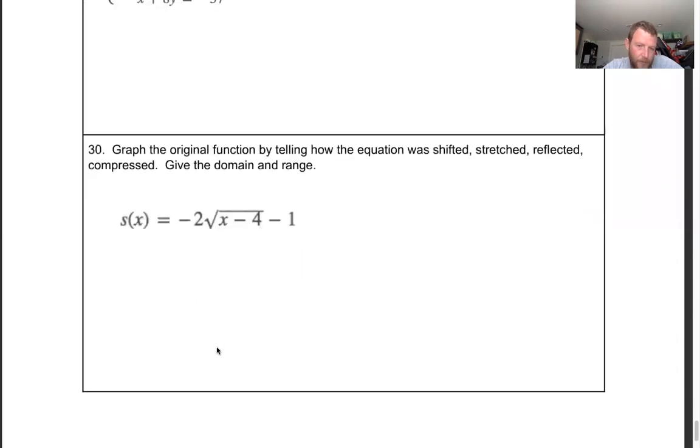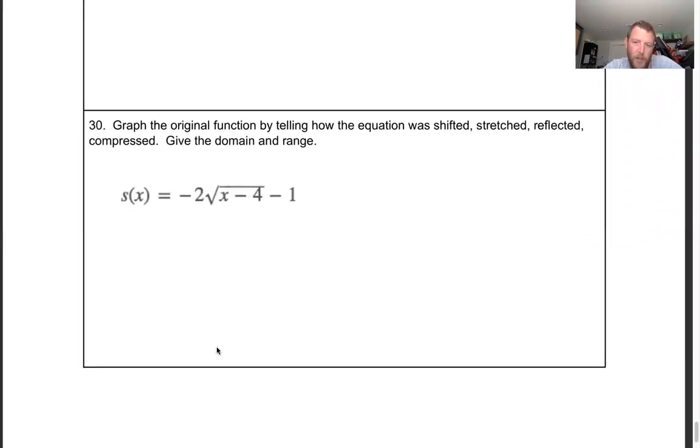And the last one. Graph the original function by telling how the equation was shifted, stretched, reflected, compressed. Give the domain and range. Okay, so graph the original function. That'd be radical x. That's what that looks like. So radical x looks like this graph.